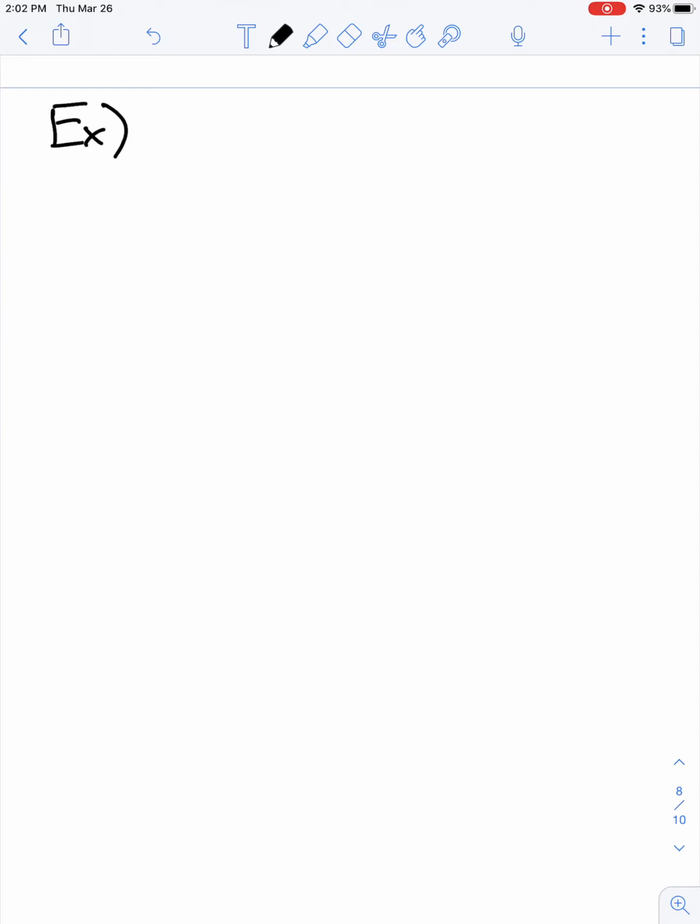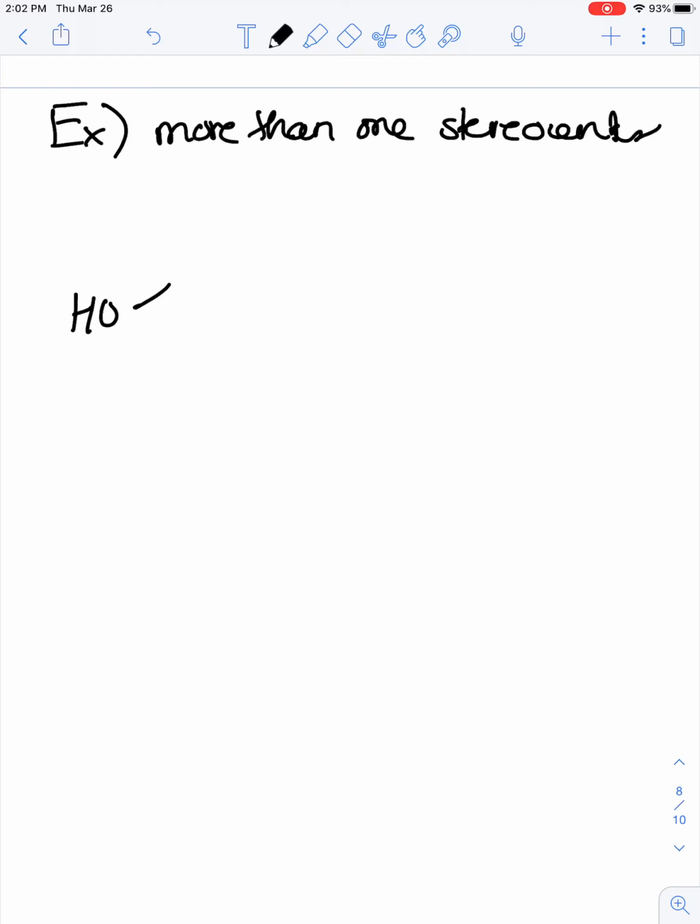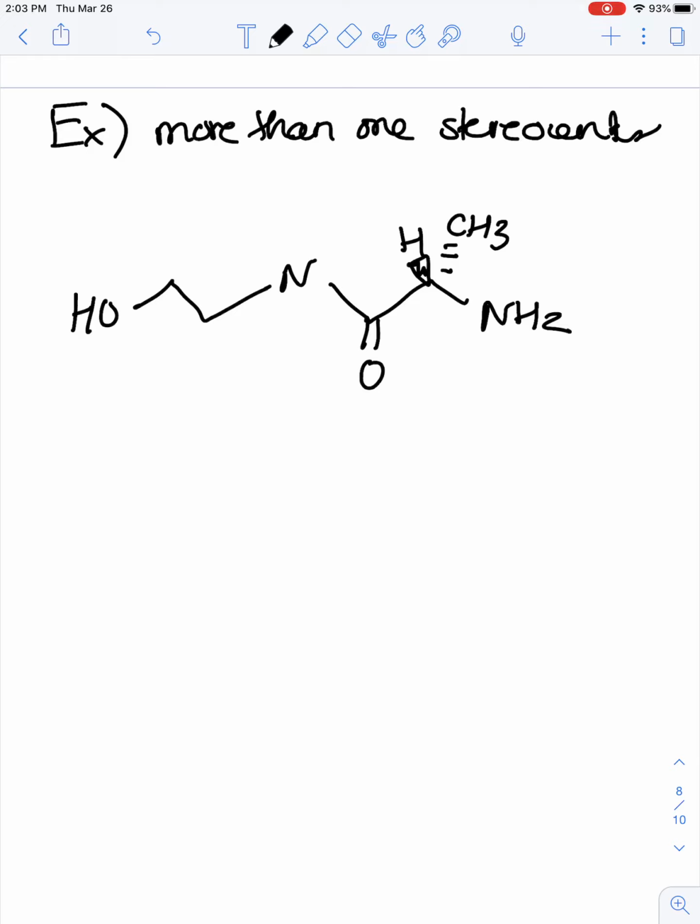Let's look at something with more than one stereocenter. So if we have something that looks like this right here, first thing is you have to identify your stereocenter. So we have a stereocenter here and we have a stereocenter here. So now that we know where our 2 stereocenters are, now we have to think about the configuration. So is it R or S configuration? And again, we're just going to think about priorities.